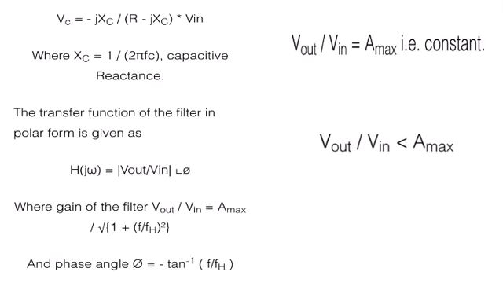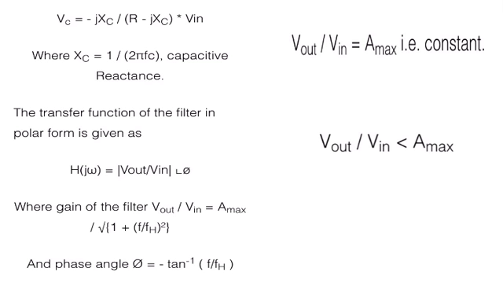So the transfer function of the filter in the polar form is given as the equation below, where the gain of the filter will be V out by Vin is equal to A max by root over 1 plus F by Fh whole square, and the phase angle will be minus tan. This is the phase angle equation.